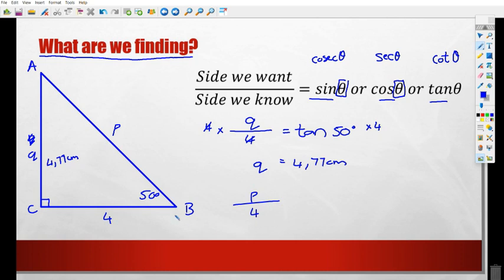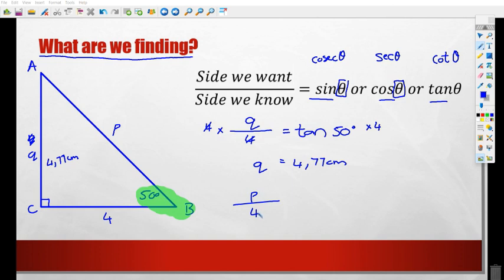Now what is the angle we are working with in reference to? We're working with the 50-degree angle again, this angle here. In reference to this angle, what is P? Is it the opposite, the adjacent, or the hypotenuse? P is the hypotenuse. Very good. And what is 4? So we've got P over 4, the hypotenuse over the adjacent side, adjacent to the 50 degrees. So here we've got hypotenuse over adjacent.